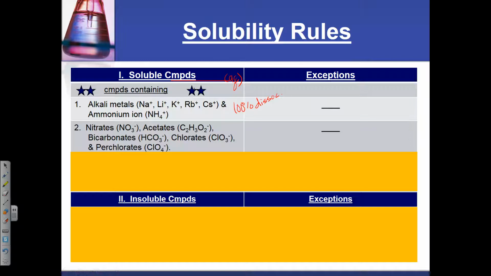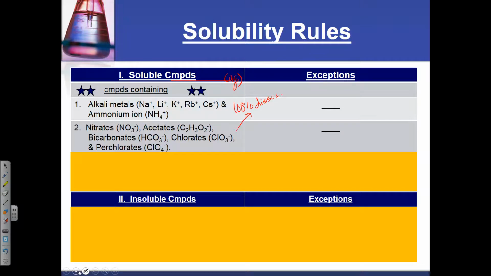The second rule is referring to some of our anions. So if your ionic compound ends in a nitrate, an acetate, a bicarbonate, chlorate, or perchlorate, you've got to know your polyatomic ions and be able to recognize them. If the salt ends in nitrates, acetates, bicarbonates, chlorates, or perchlorates, they're going to be soluble also, meaning they're going to dissociate 100% as well. There are no exceptions to that rule.